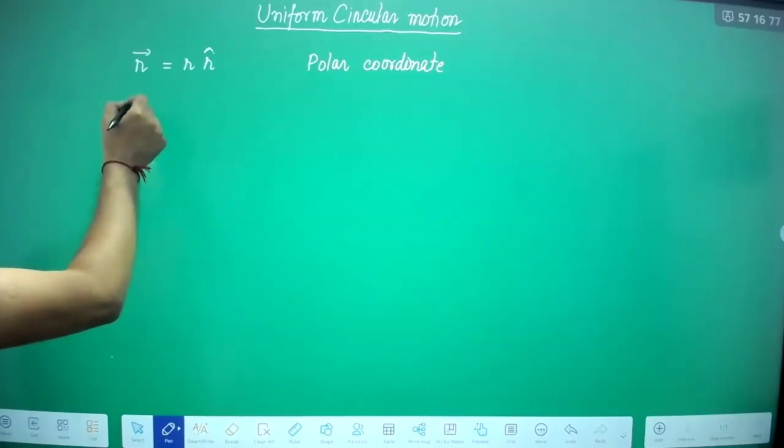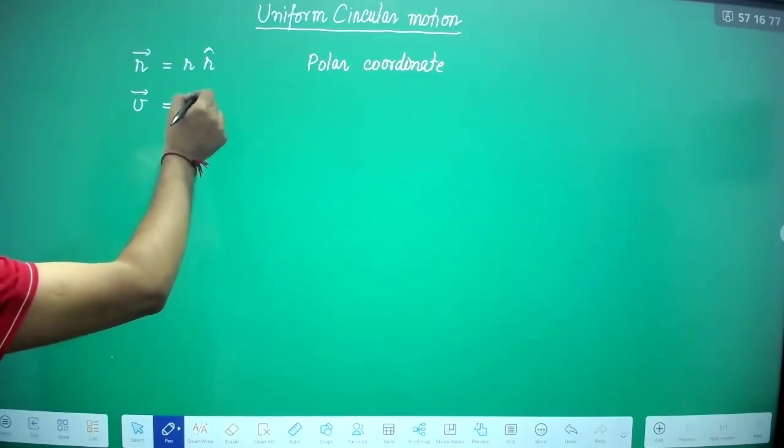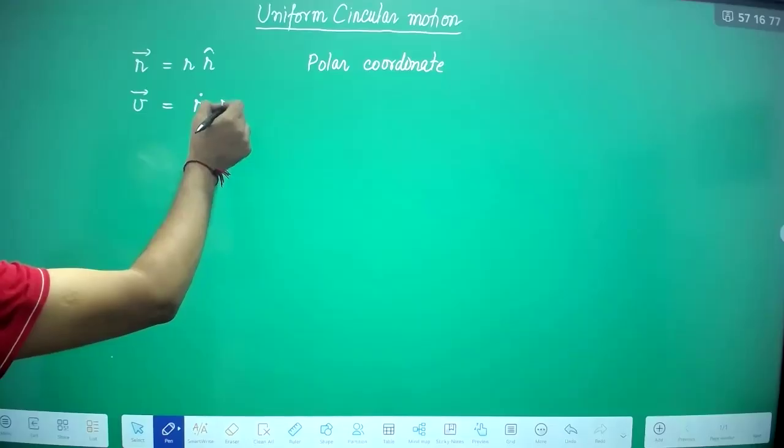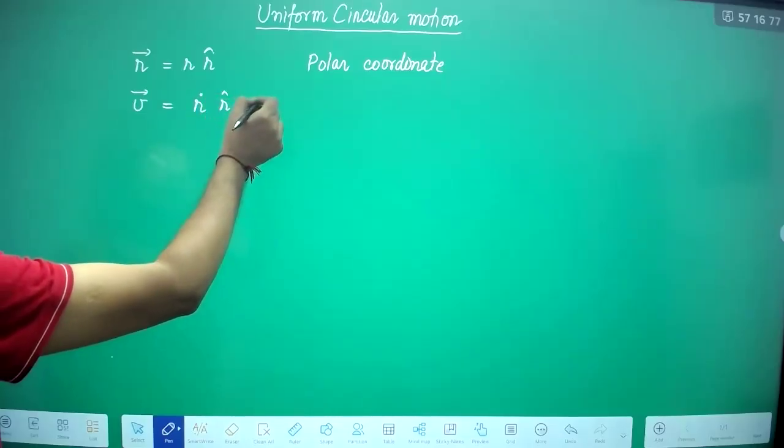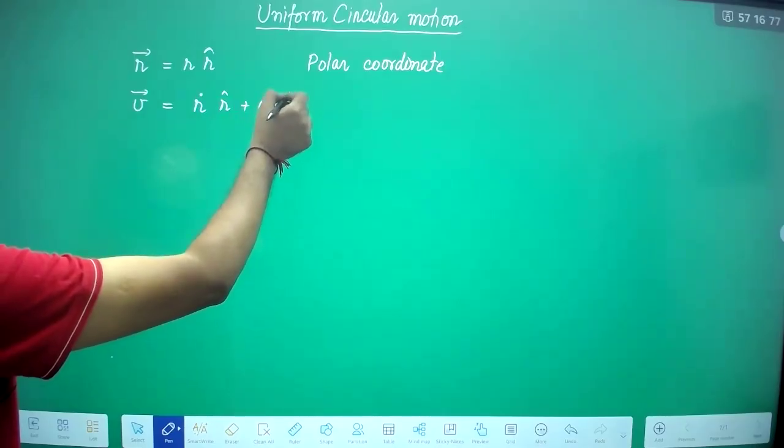Now, what will be the velocity? In the last class, we found that it was R dot R cap plus R theta dot, and this will be theta cap.